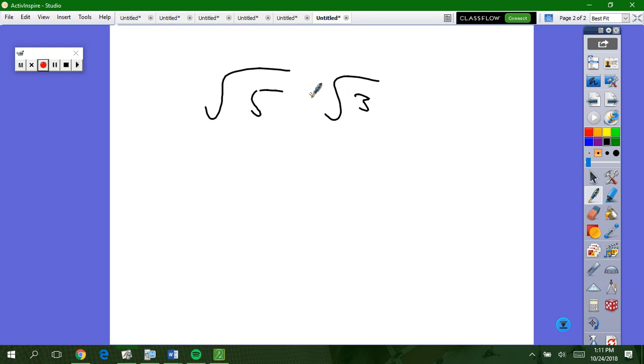Okay, square root of 5 times the square root of 3. Can I multiply when they're the common radical? I can. So this is the square root of 15.